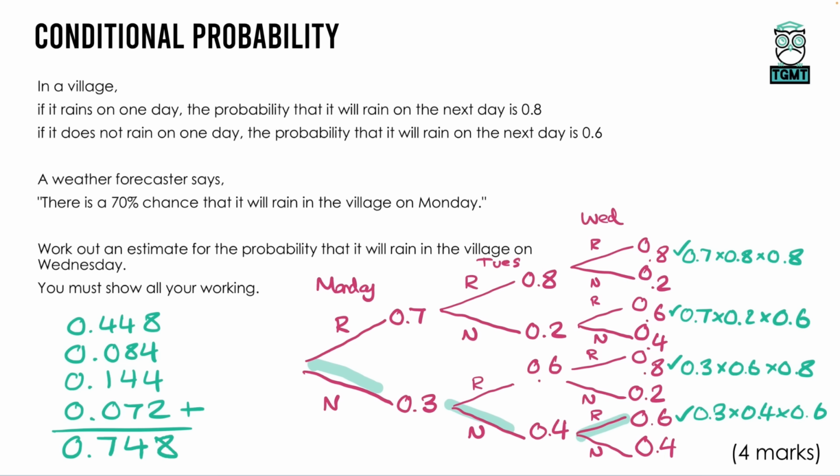So the probability of it raining on Wednesday is 0.748, and that is our final answer for this question.